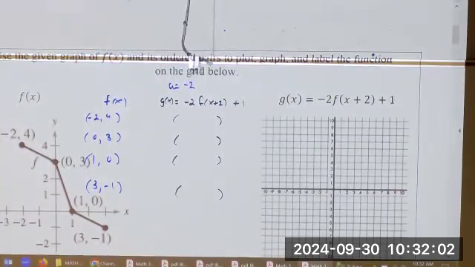If I see X -2, then H is a +2, and you're going to move it to the right 2. Everything's going to get shifted to the right 2. If you had an X +2, then the horizontal shift is a -2, and you're going to shift to the left 2.